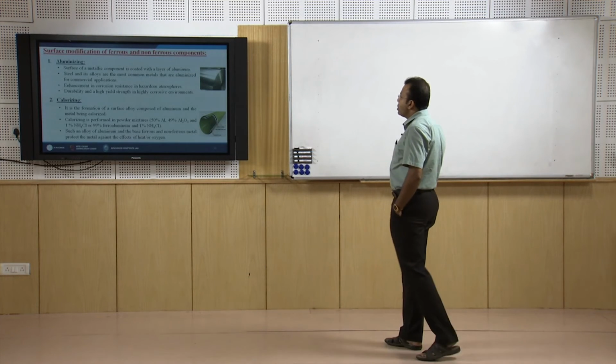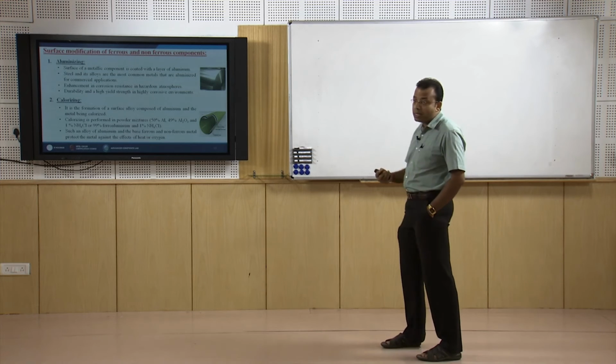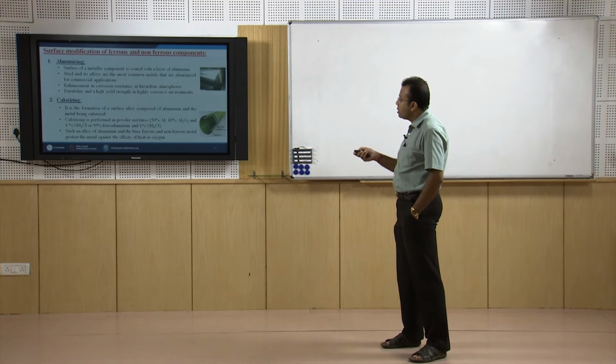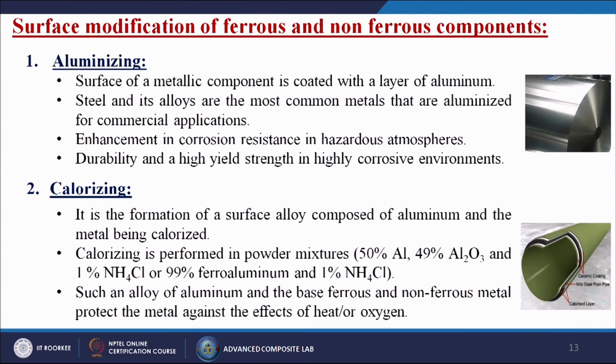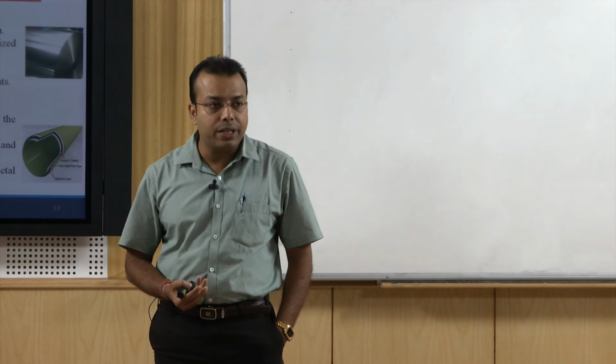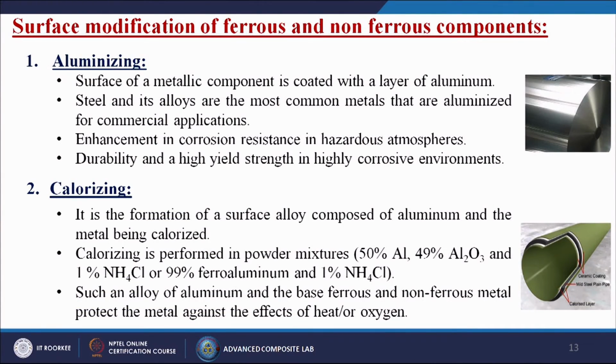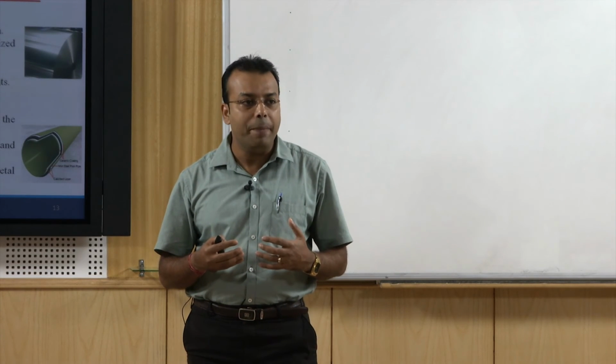Next, surface modifications of ferrous and non-ferrous compounds. Here we can see certain kinds of unconventional or conventional methods. Under this, one is called aluminizing. From the name itself you can understand that we are going to coat aluminum onto your material. The surface of a metallic component is coated with a layer of aluminum. Steel and its alloys are the most common metals that are aluminized for commercial applications. It gives enhancement in corrosion resistance in hazardous atmospheres, durability and a high yield strength in highly corrosive environments. So, we are coating aluminum onto the material surface.